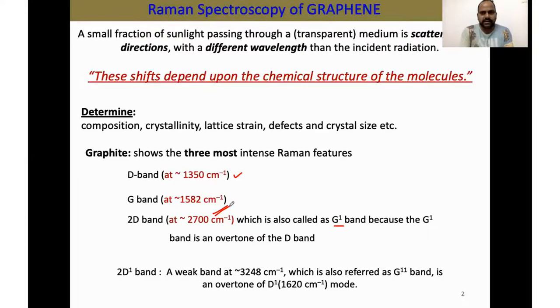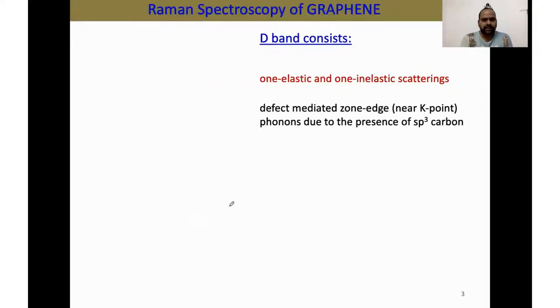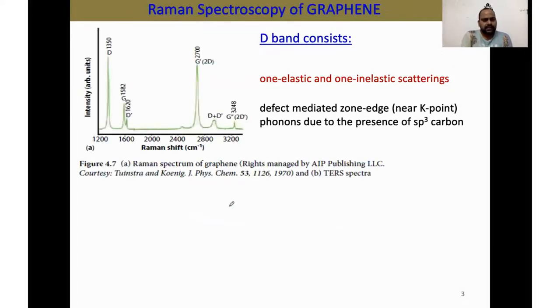This is the Raman spectrum of graphene. This data is published in an AIP publication. If you see the Raman shift in centimeter inverse against intensity in arbitrary units, there is the D band at 1350, then the G band at 1582, then the D dash band at 1620, then the 2D band at 2700, and then some other small bands.